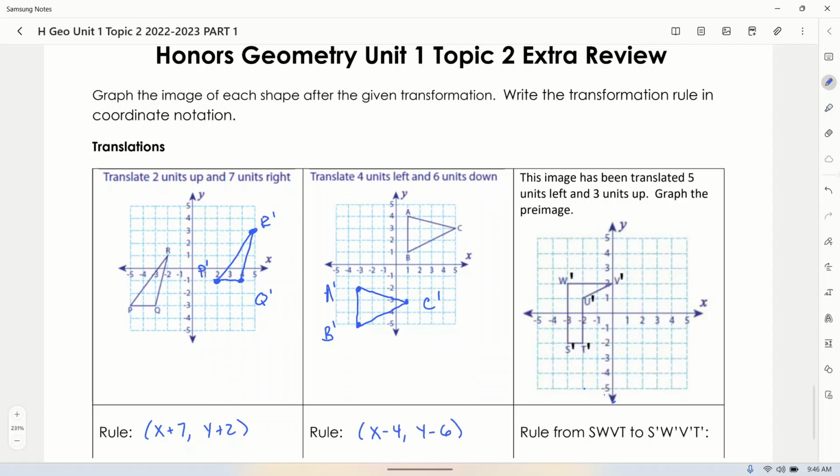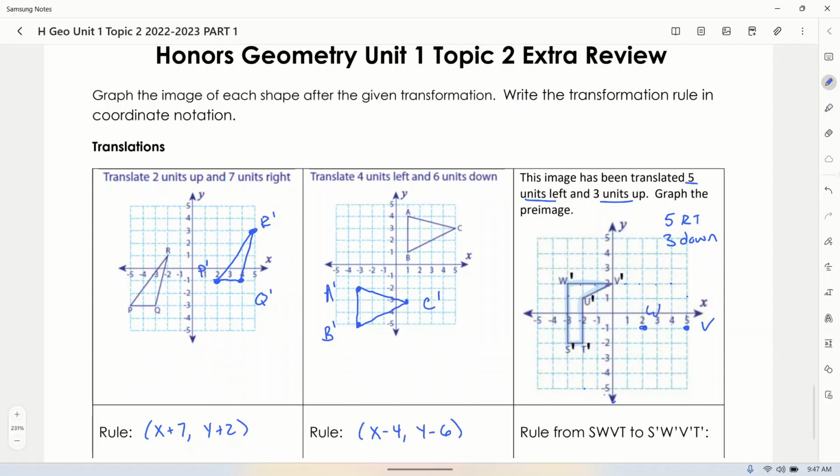Now this image that we're looking at has already been shifted. It's already been shifted 5 to the left and 3 up. So I want to go the opposite to get to the pre-image. I want to go 5 to the right and 3 down. So I'm going to take everyone and go 5 to the right. Let's look at V prime. 1, 2, 3, 4, 5. 1, 2, 3. So there's the original V. Let's move W. 1, 2, 3, 4, 5. 1, 2, 3.